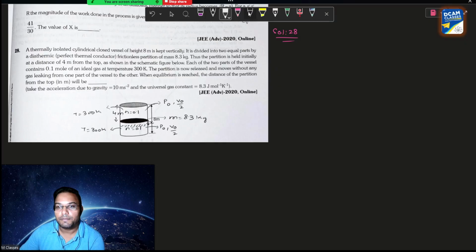The pressure of the upper part has become P1, and the pressure of the lower part has become P2. The volume of the lower part will become V naught by 2 minus Ax. The volume of the upper part will become V naught by 2 plus Ax.